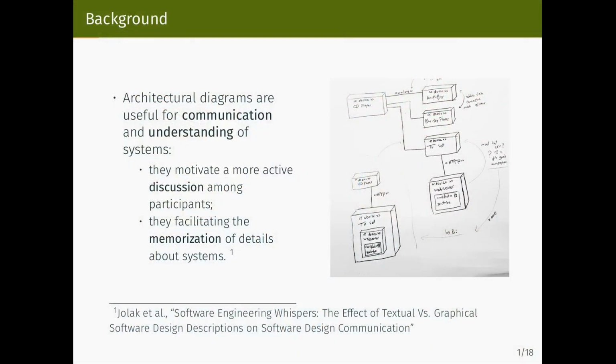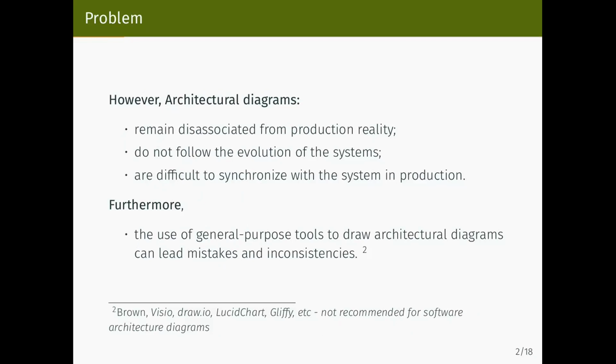Communication between practitioners is essential for the system quality. Architectural diagrams are used for communications and understanding of systems because they motivate a more active discussion among participants. However, architectural diagrams, as UML deployment diagrams, usually remain schematic and disassociate from production reality.